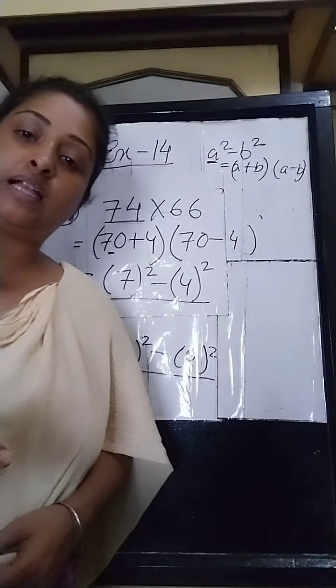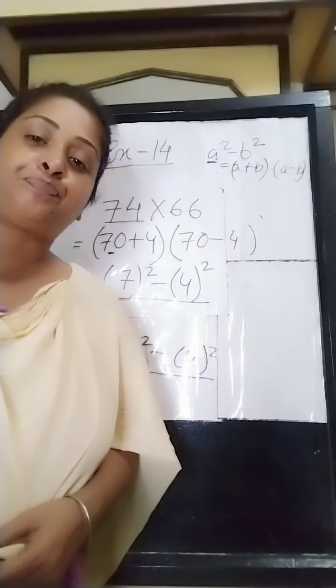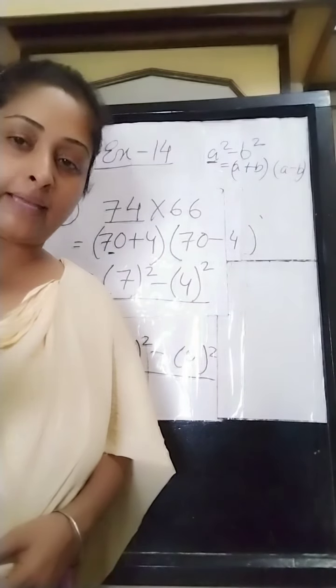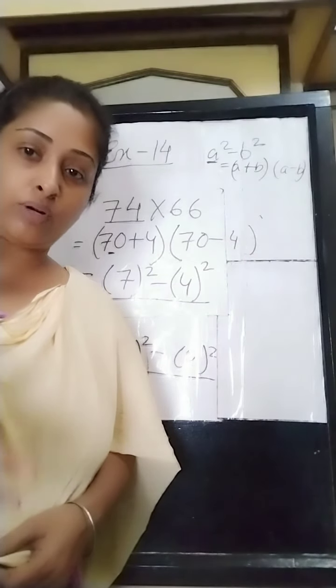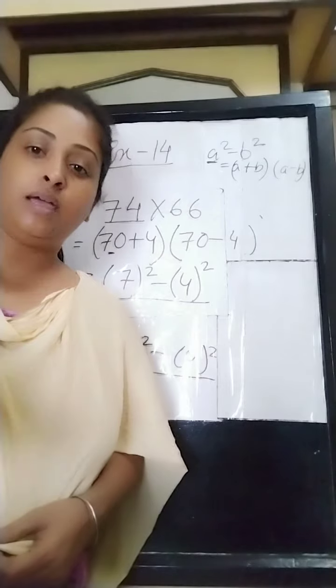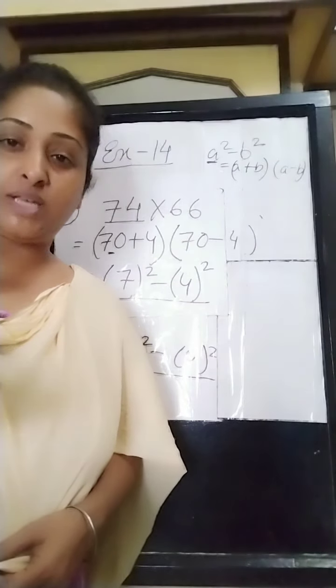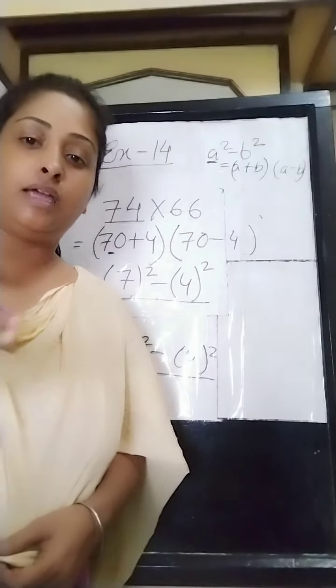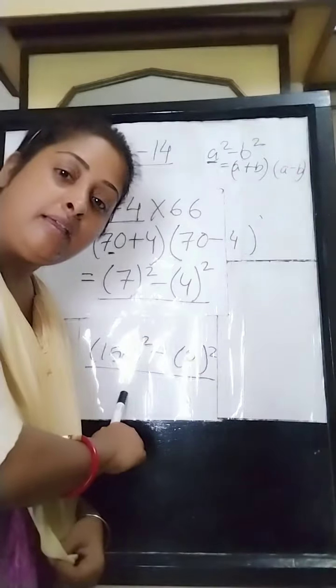Why will you not change this into the numerical value? Why will you not evaluate this? Because in the sum specifically you are told to express 74 into 66 as the difference of 2 squares. And in the previous sum also, sum number 52, though I have evaluated the sum, if the question comes that express it as the difference of 2 squares, you will keep it like 150 square minus 2 square.